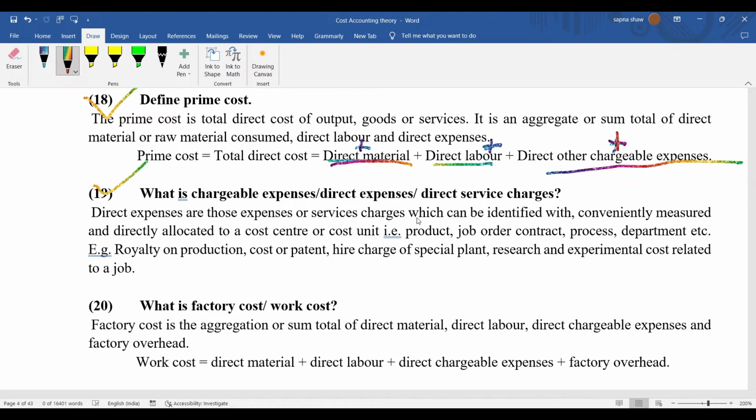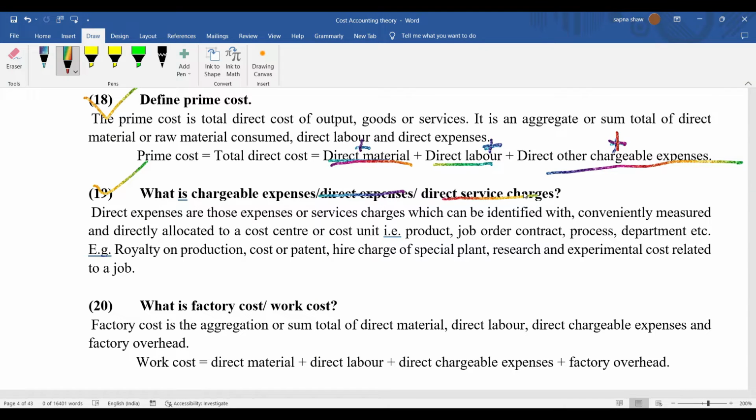Next is, what is direct expenses, chargeable expenses or direct service charges. We have discussed this while discussing what is direct expenses and what is indirect expenses. All those expenses which are directly involved in the preparation of the product are called direct expenses. And anything that is not directly involved in the preparation of the product is called indirect expenses.